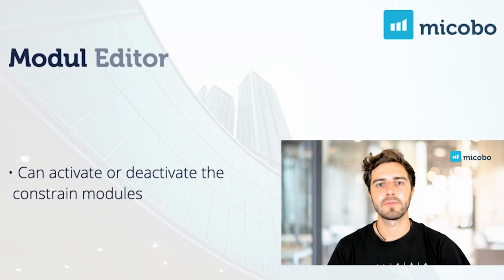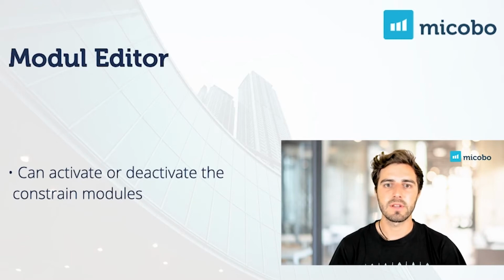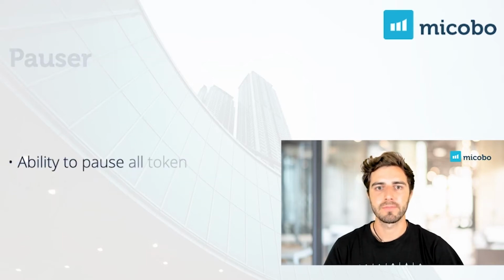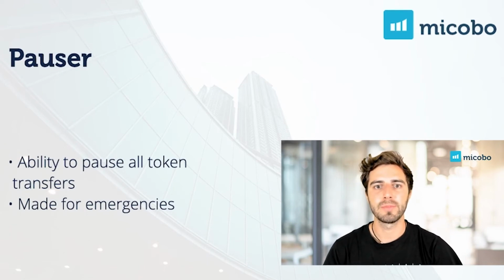The Module Editor. The Module Editor can activate or deactivate the constraint modules for the token. That means it is this person that will activate the whitelist or time lock module, for example. The pauser. This role has only one very specific purpose, which is to be able to pause all token transfers completely. This is also something that is made for emergencies, so that in some scenario where all token trading needs to be stopped immediately, you could do that if you had this role on a smart contract level.